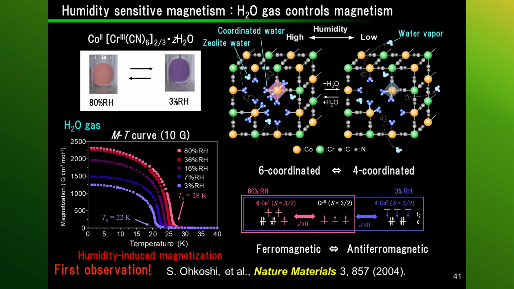As you can see, the color changes depending on the humidity. We call them cobalt pink and cobalt blue. The number of water molecules coordinated around the pink cobalt and that coordinated around the blue cobalt are different, and the amount of contained water differs depending on the humidity, thus resulting in different colors and magnetic properties.